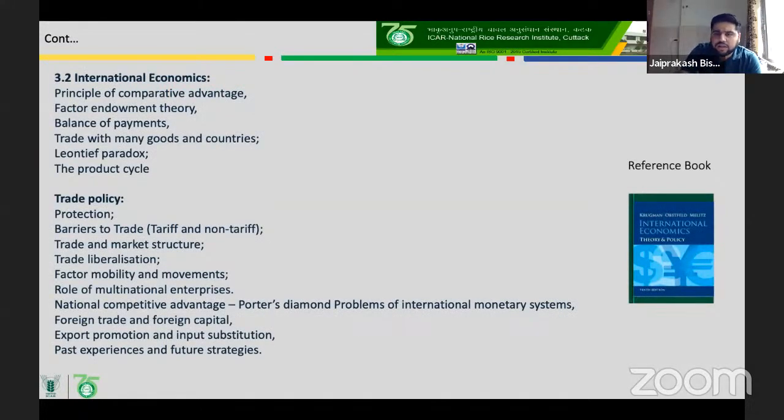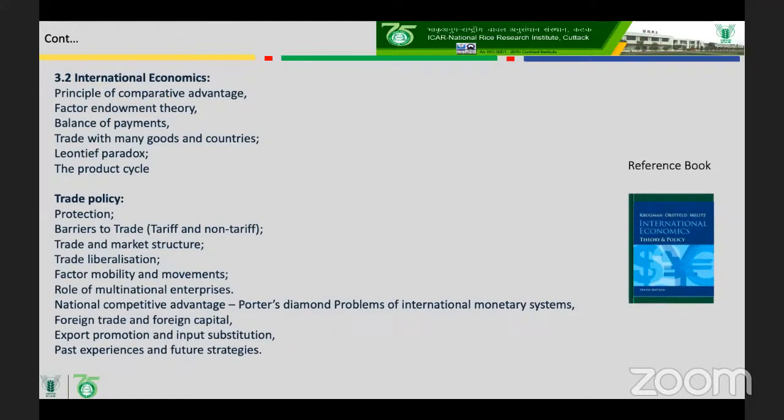I think this book is available free of cost. And the thing is that you can also learn from him. Paul Krugman is one of the Nobel Prize winners also, so you can also refer to his book. And the language is also very simple.